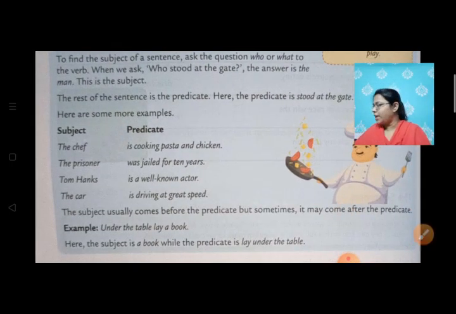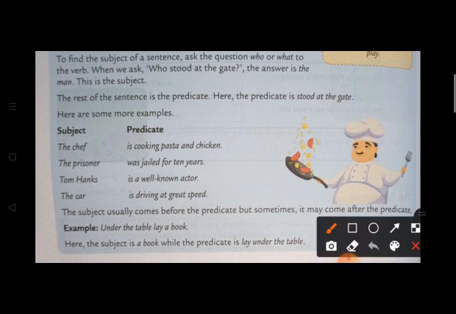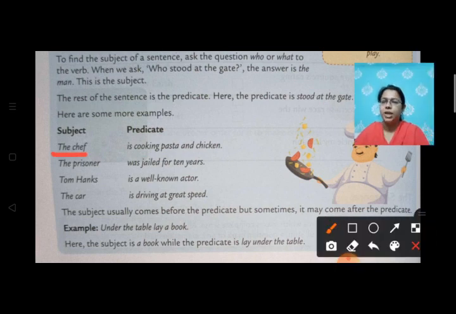The chef is cooking pasta and chicken. So here who is cooking? The chef, right? So the chef is our subject. Is cooking, ये हमारा verb है, और ये एक्शन कौन कैरी आउट कर रहा है? शेफ कर रहा है. द प्रिजनर वॉज जेल्ड फॉर 10 years. वॉज जेल्ड, हु वॉज जेल्ड? द प्रिजनर. सो प्रिजनर इज द सब्जेक्ट, एंड द रिमेनिंग पोर्शन इज योर प्रेडिकेट.